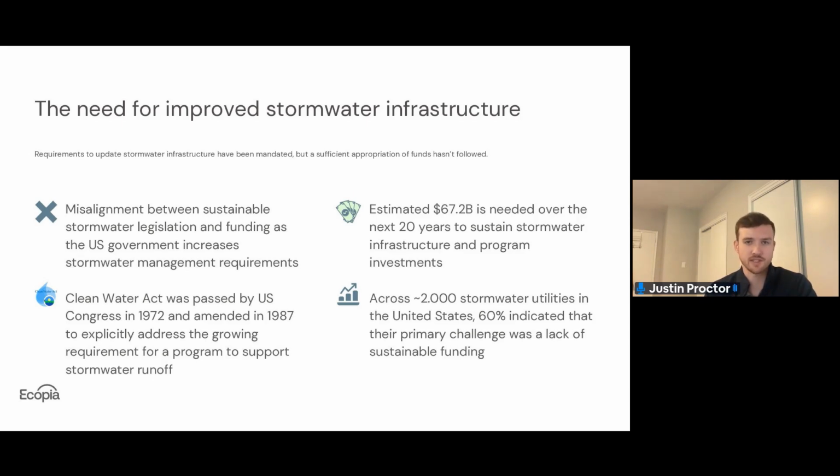It's estimated that there's $67.2 billion needed over the next 20 years to be able to sustain stormwater infrastructure across the country. There are loan programs out there and there are tons of grants and things like that, but those are more fixes for today and tomorrow. Those aren't really going to help you 5, 10, 15 years down the line. And with that, roughly 2,000 municipalities across the US have integrated a stormwater utility fee to support these efforts, and 60% of them indicated that the biggest challenge was the lack of sustainable funding. This is why they introduced a stormwater utility fee within their communities.